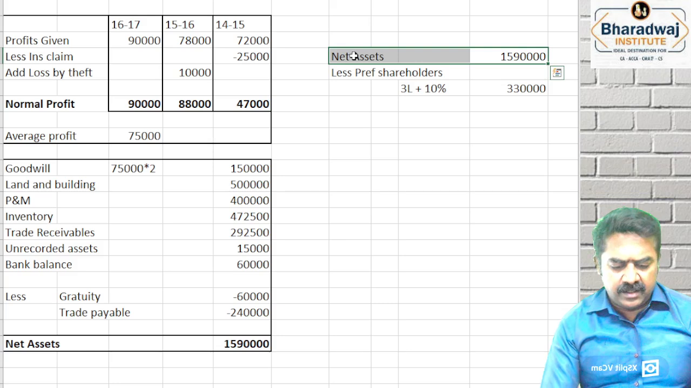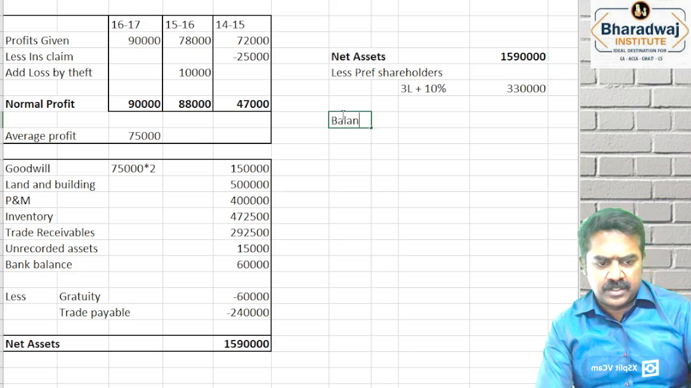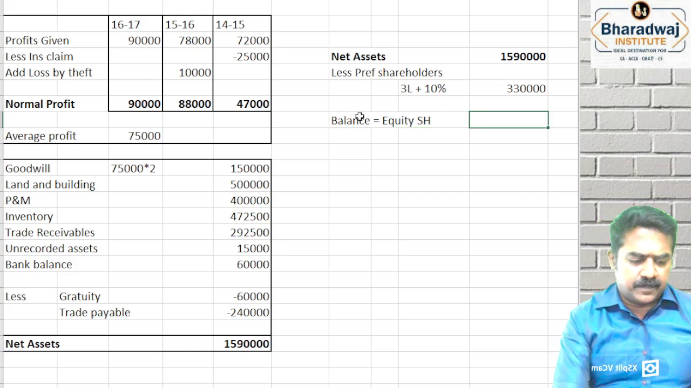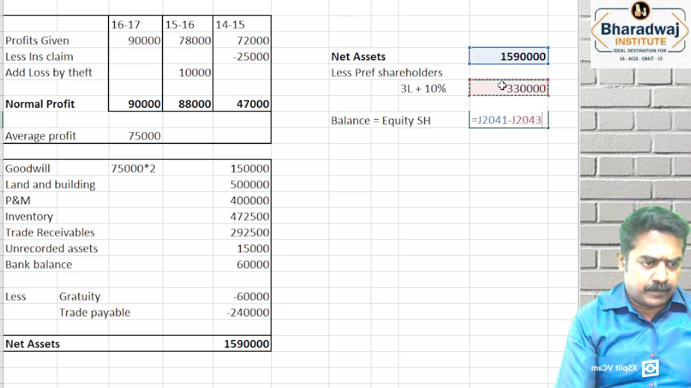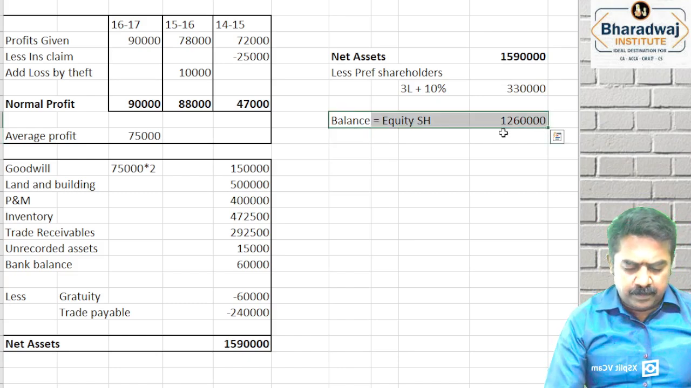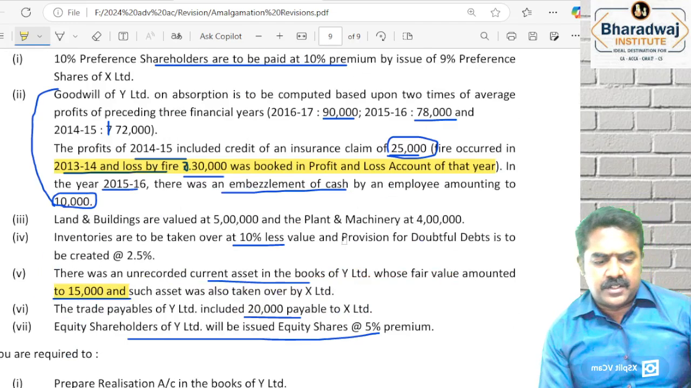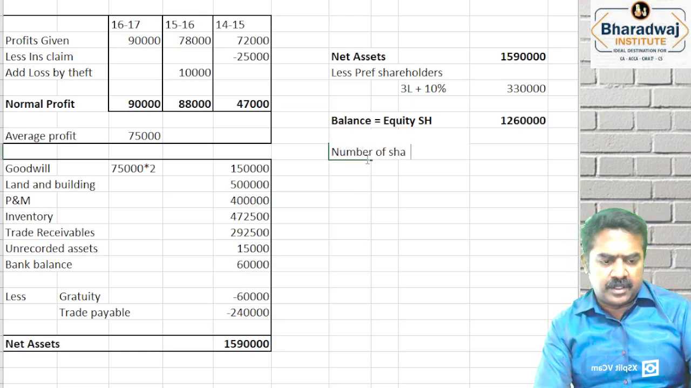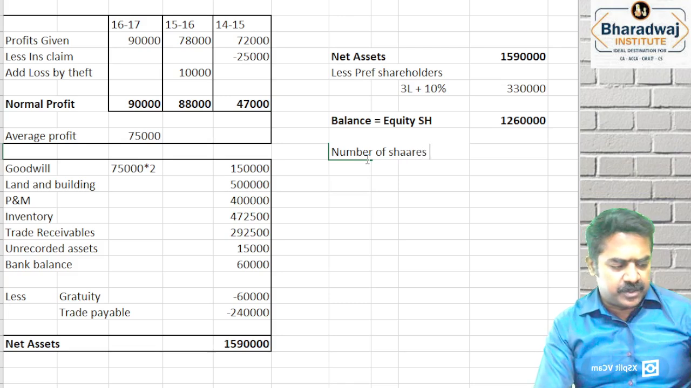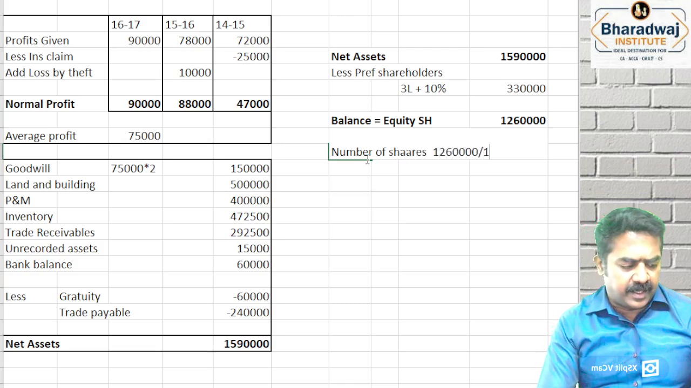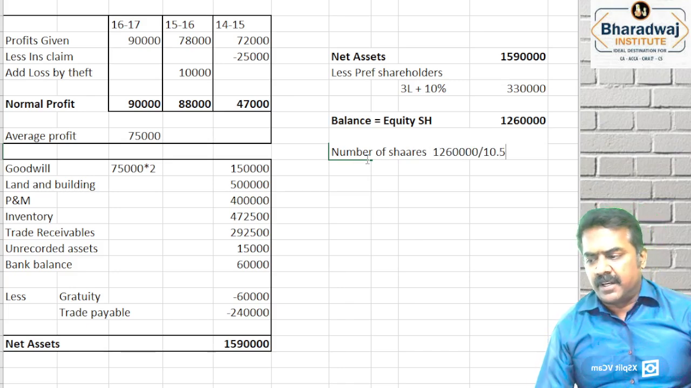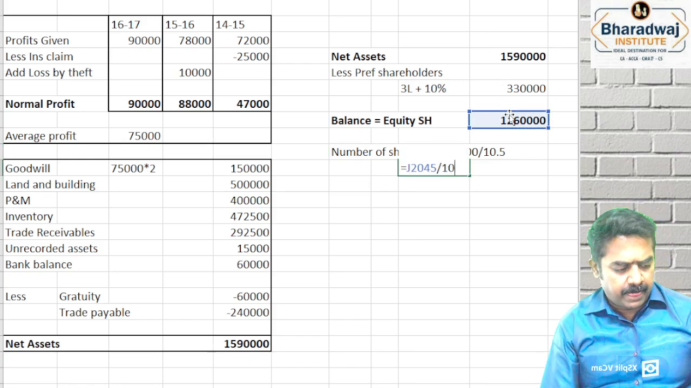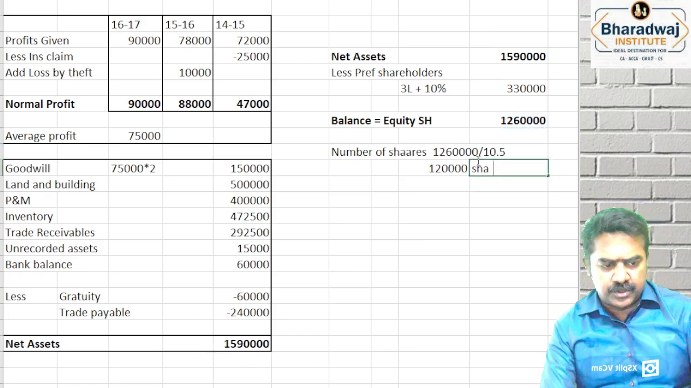Out of 15,90,000, 3,30,000 belongs to preference shareholders. Balance goes to equity shareholders. And please remember, shares are allotted at 5% premium. Now, number of shares will be how much? 1,60,000 divided by 10.5, 10 rupees plus 0.5 premium. So how many shares will be given? 1,20,000 shares will be given.